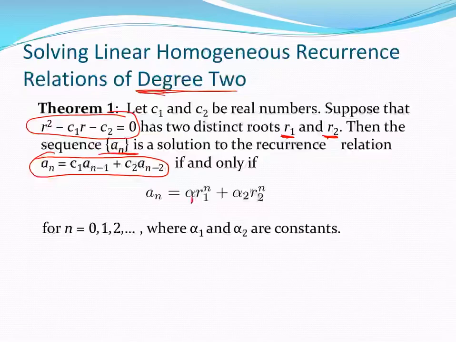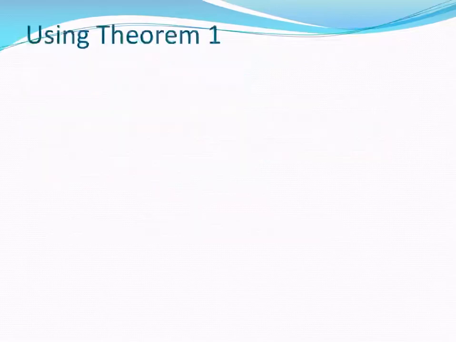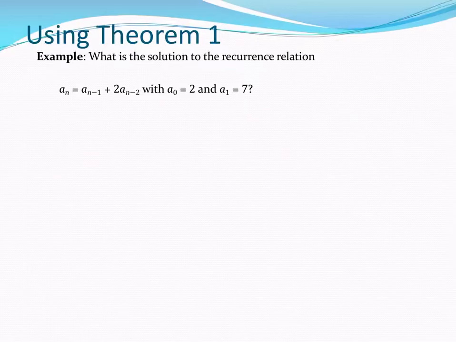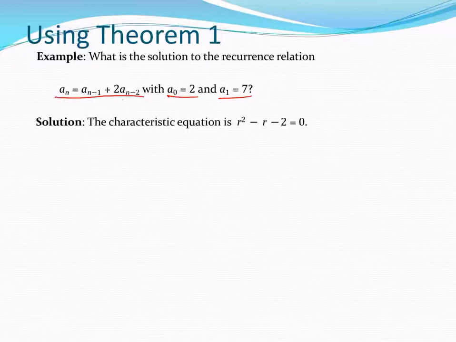Okay, so let's see if we can apply this theorem. We have a linear homogeneous recurrence relation of degree 2. We have two initial conditions. So my characteristic equation will be a polynomial of degree 2 since it's a 2-degree recurrence relation.